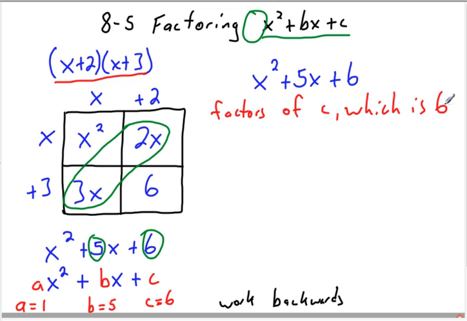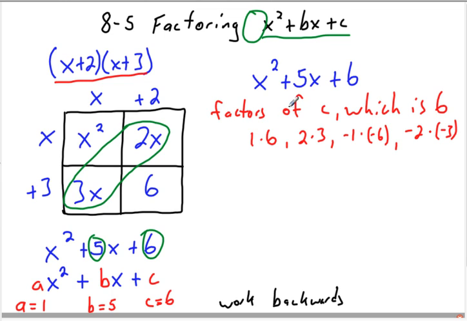Okay, and so the factors of c could be 1 times 6. They could be 2 times 3, and they could also be negative numbers: negative 1 times negative 6, and negative 2 times negative 3. Okay, so that's how we got 6. One of these four pairs gave us a positive 6.